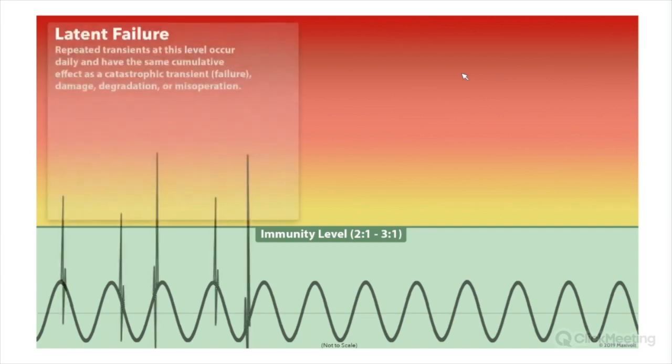I'm sorry to interrupt. I have a question here. 2 to 1, 3 to 1 of what? Good question. The nominal voltage. So if the nominal voltage is 120 volts, then you can take 2 times 120, and it'll be 240 is the immunity level.